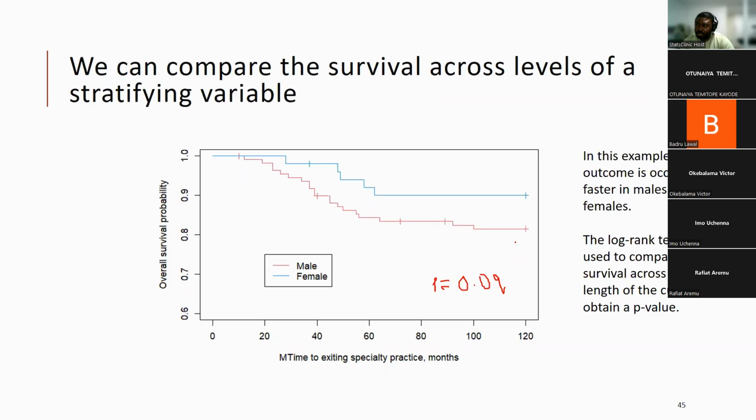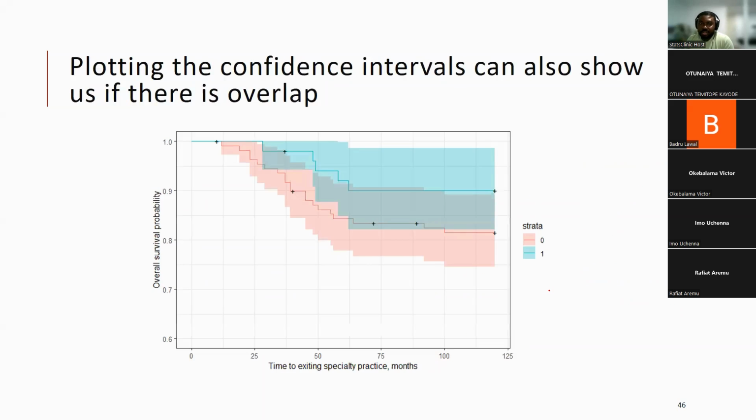It's not significantly different. Can I try, sir? Okay, sorry. We would say that it's not significantly different, yes. So basically that's what the log rank test does. It just compares the survival across the entire length of the curve and it gives us a p-value, and based on the p-value we can say whether it's significantly different or not.